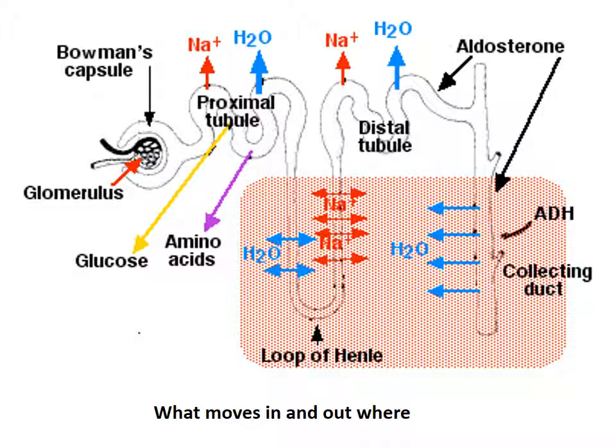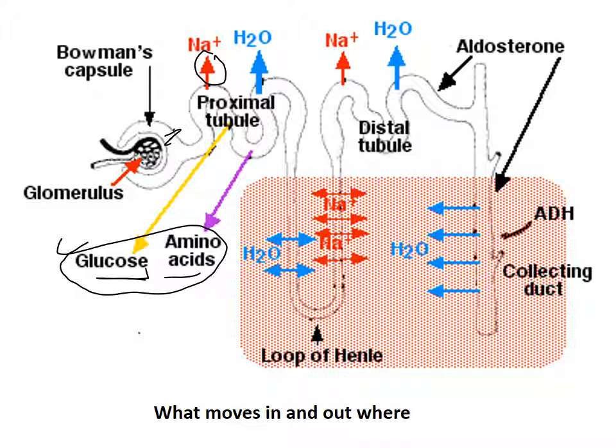So here is another picture of what moves in and out and where. Amino acids and glucose, we want them back. So in the proximal tubule, they come out. They come right back. We sent them out here, which was an oops, but we got a grab. And then now we have time to adjust. We're going to pump out sodium, because if we pump out sodium, it will actually help move glucose and amino acids out along with water.